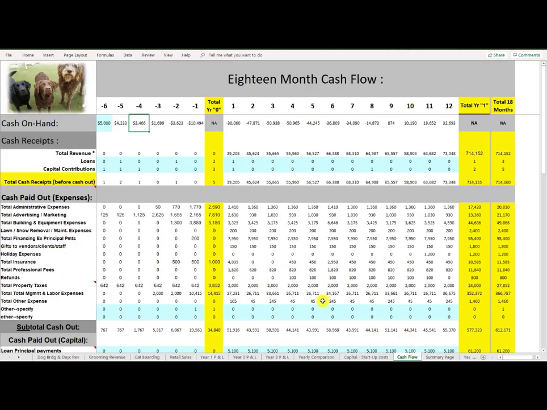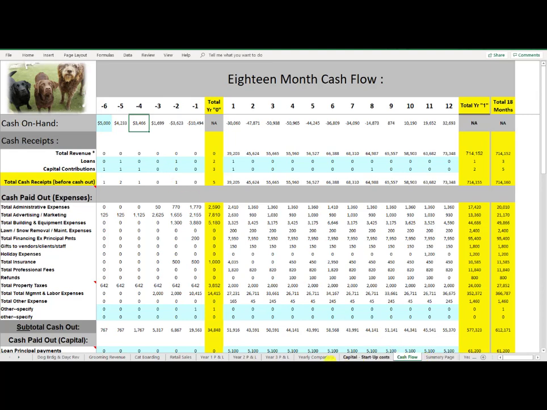The cash flow summary. Now all these numbers in white are transferred over from your previous pages, and you just put in, again, all your inputs are in blue, your starting cash position, when your loans come in, when your capital contributions come in, etc.